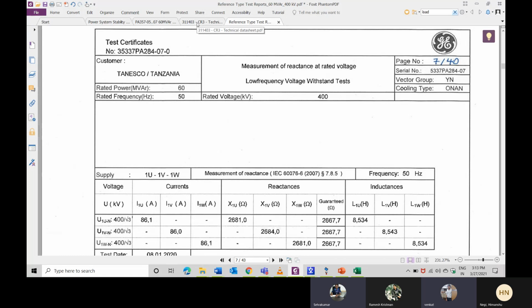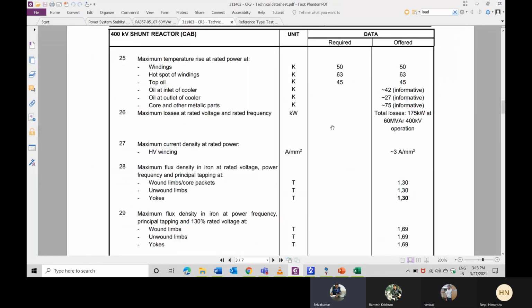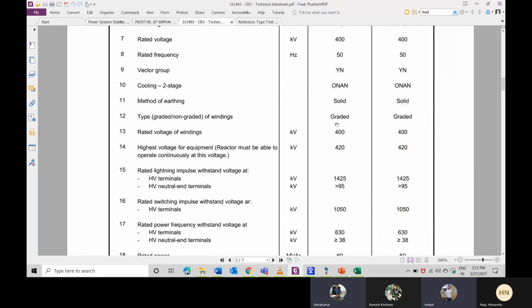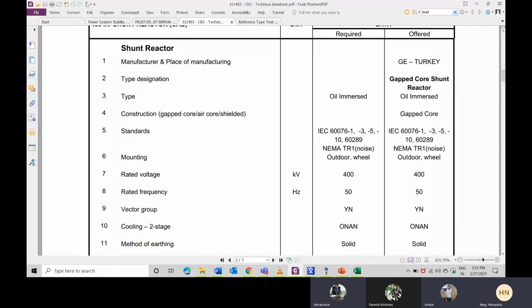This is 60 MVR, rated frequency is 50 Hertz, rated voltage is 400 kV. This is a shunt reactor for one of the projects, manufactured by GE, correct? Yes, sir. Do we have the data sheet for the same project? That's my question. Then is it the same project or a different one? Same thing, that's what he's saying. It is GE Turkey. Okay, fine.